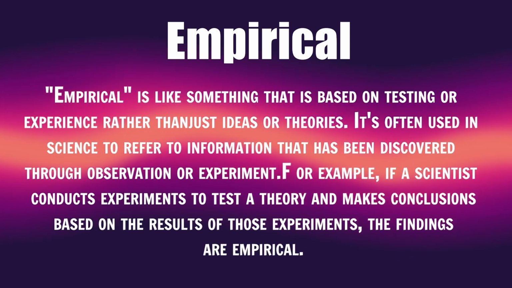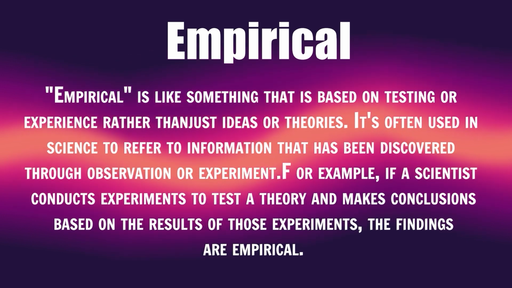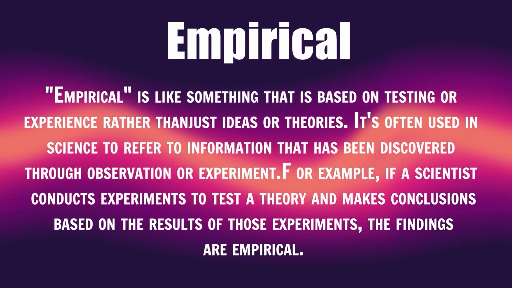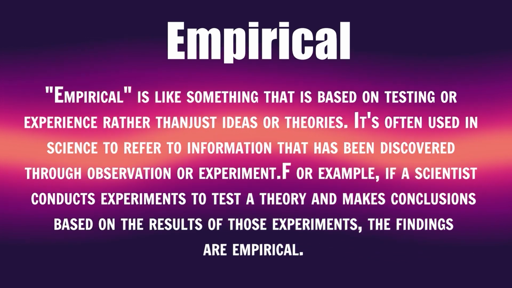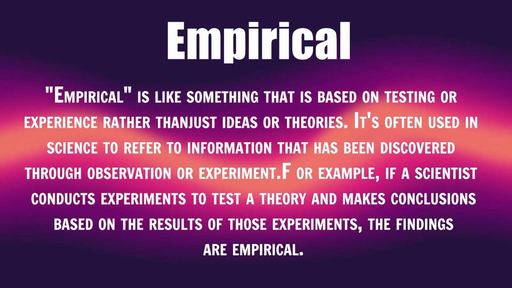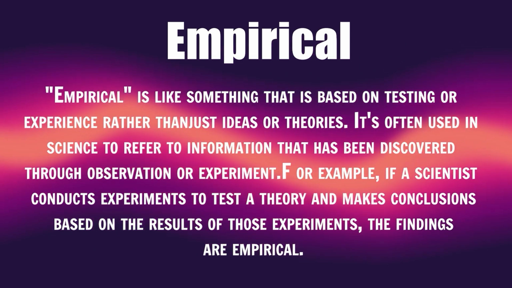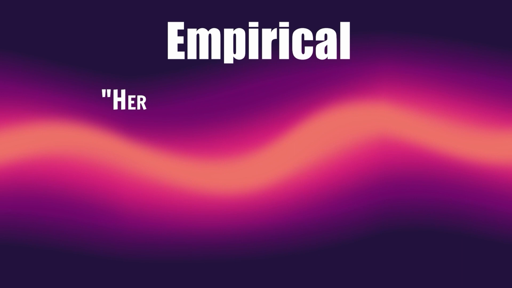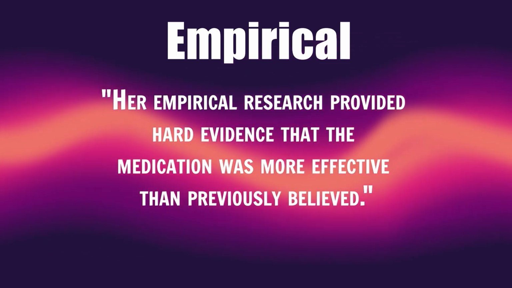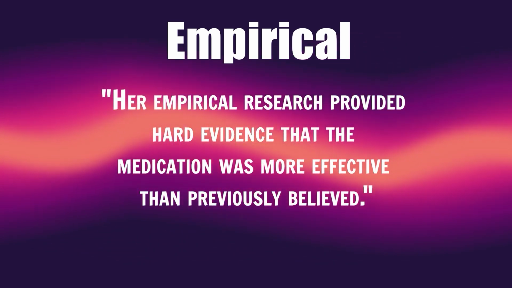Empirical. Empirical is like something that is based on testing or experience rather than just ideas or theories. It's often used in science to refer to information that has been discovered through observation or experiment. For example, if a scientist conducts experiments to test a theory and makes conclusions based on the results of those experiments, the findings are empirical. Here's an example sentence. Her empirical research provided hard evidence that the medication was more effective than previously believed.